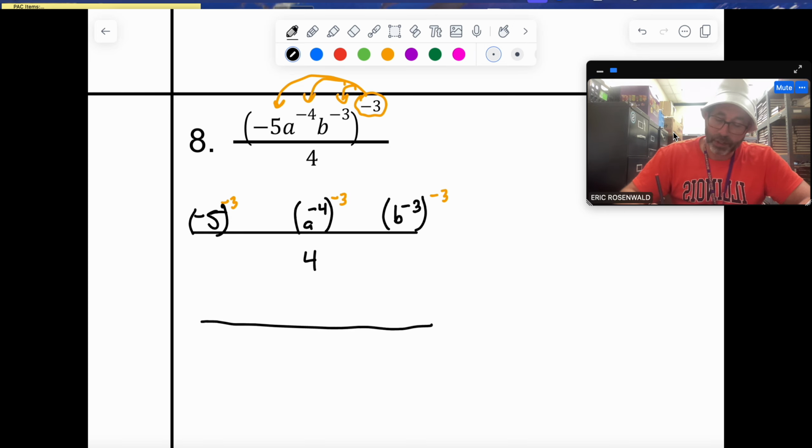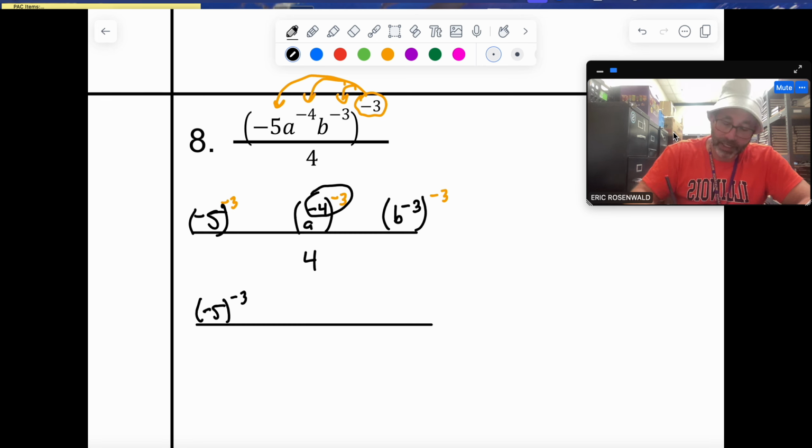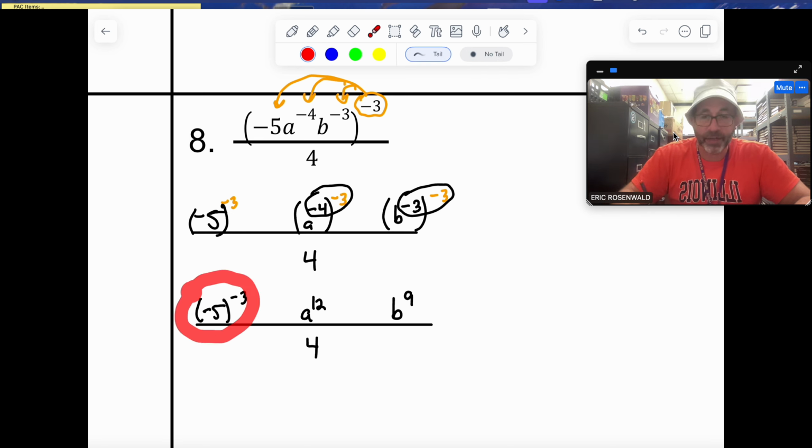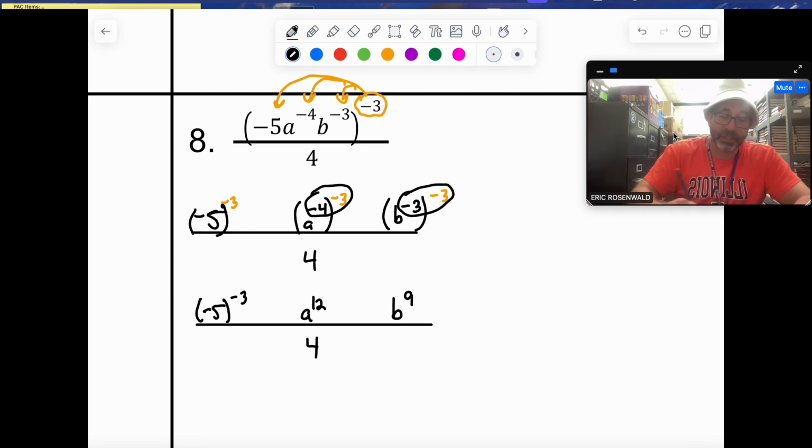So let's continue here. We're going to have a negative 5 to the negative 3. When we multiply these exponents together, we're going to get a to the 12th power, and then b to the 9th power, and then a 4. Look at what happened here. All of the negative exponents canceled themselves out, except for that one right in the front, that negative 5 to the negative 3. That's the only one that didn't cancel.